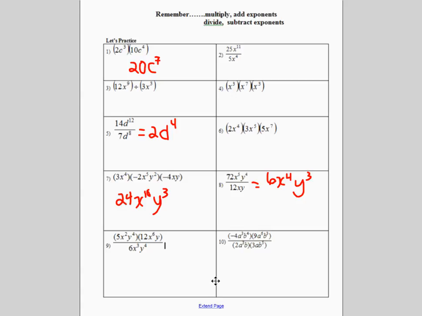If you want to practice doing some of these other examples that I've provided here for you, be my guest. I think it would be a good idea so you feel comfortable with this concept. Otherwise, that's all I have about rules of exponents.